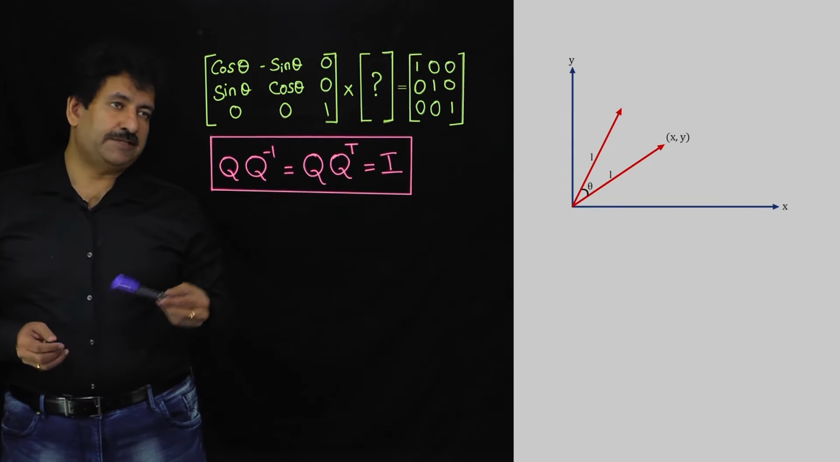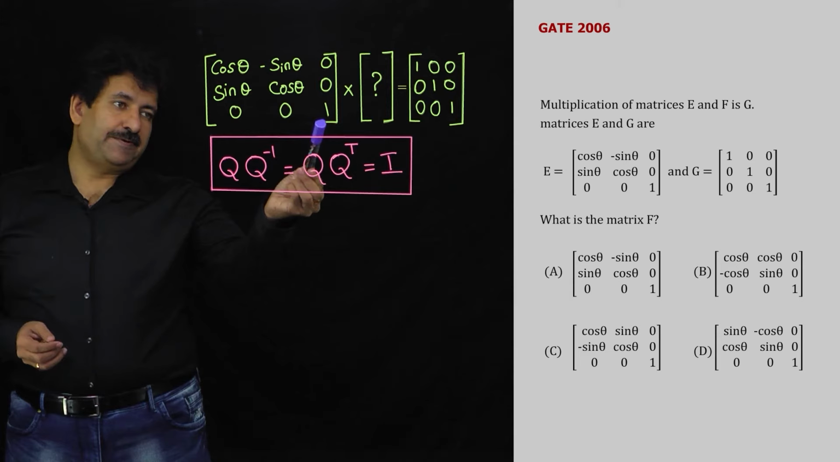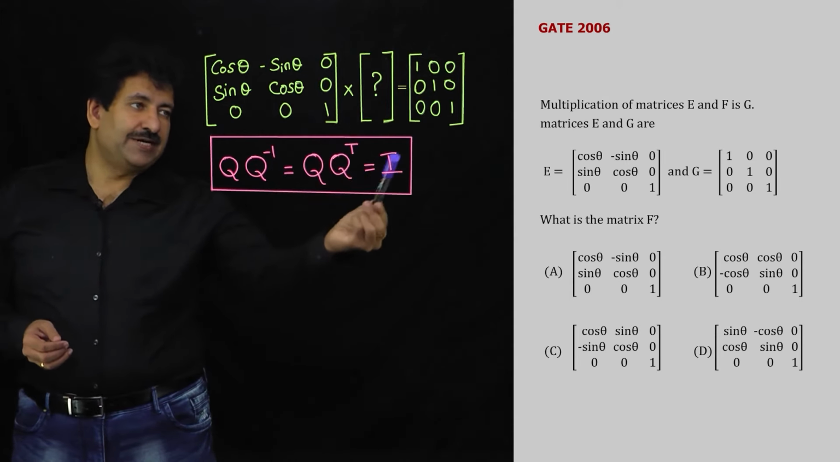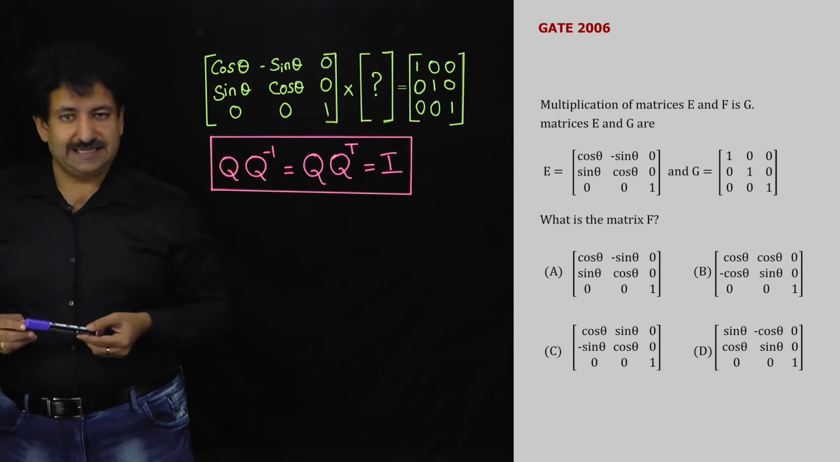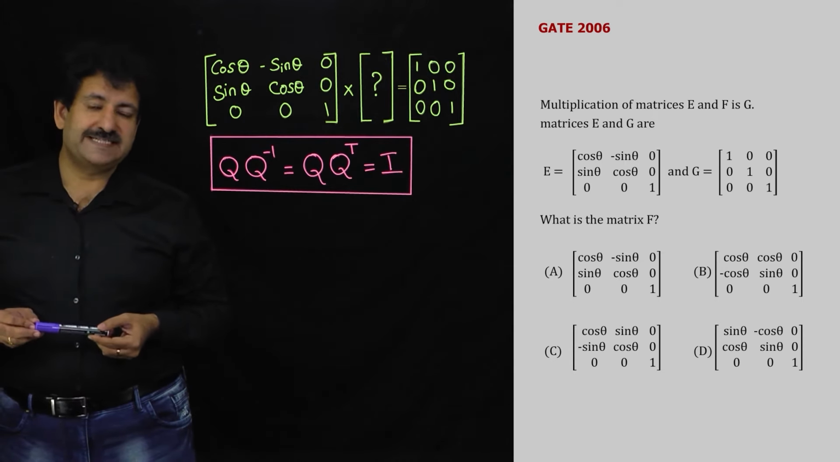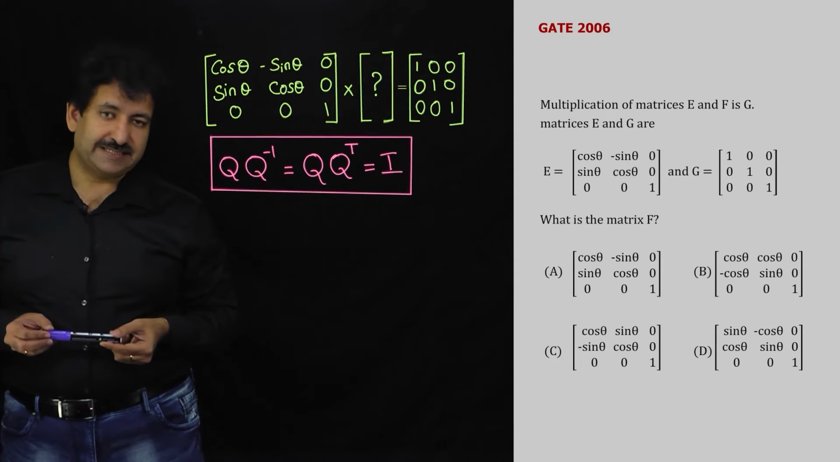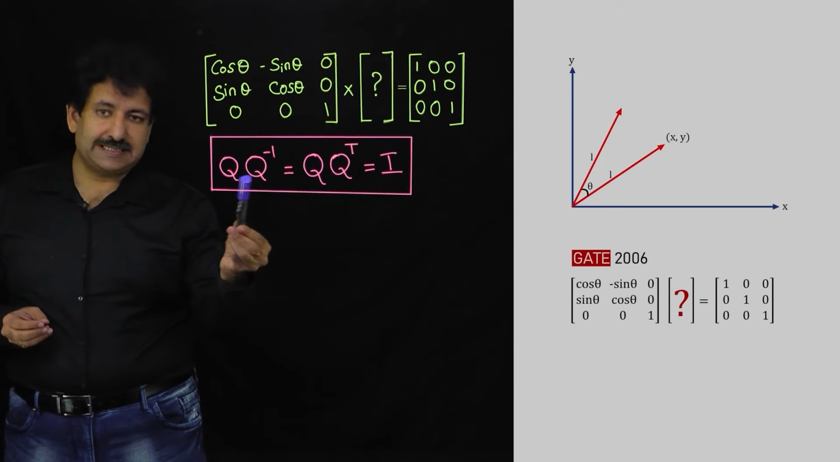One of the questions from GATE 2006 is that if you multiply this particular transformation matrix by what matrix, you would end up getting an identity matrix. A very simple and straightforward question. It would take less than 5 seconds for you to answer because you have understood this particular concept.